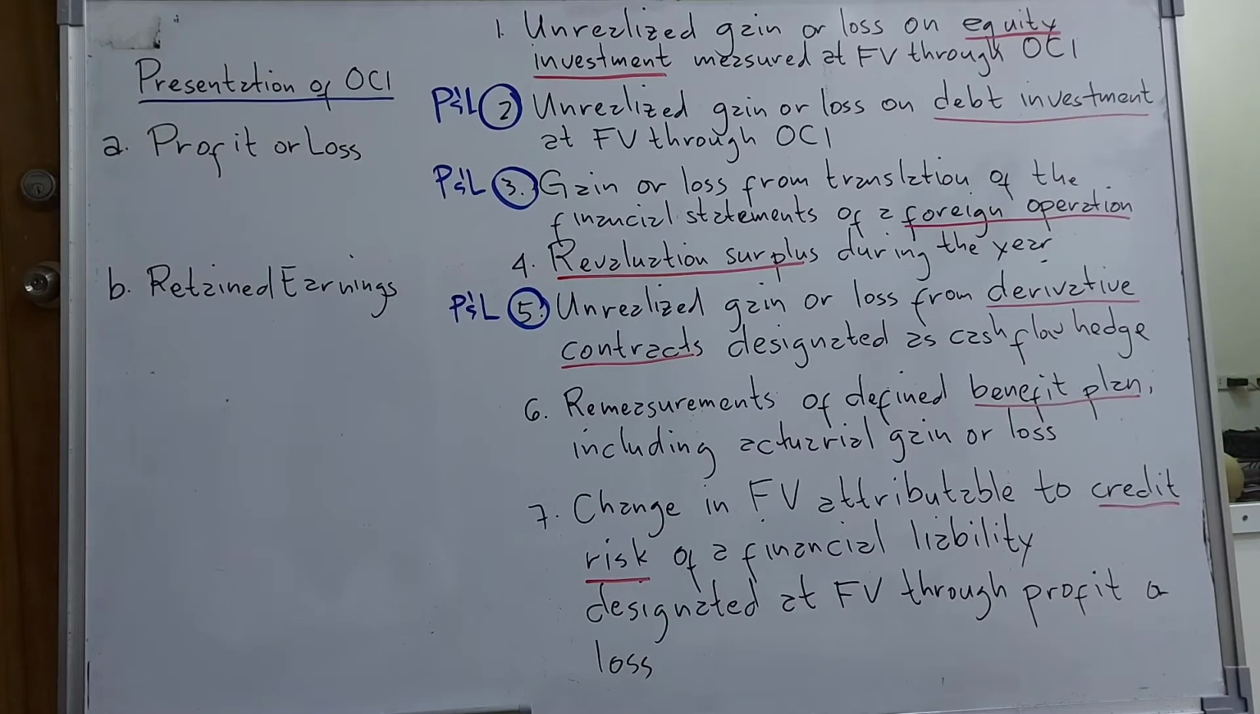Okay? So, dun sa reclassification to retained earnings, yung una dyan, yung unrealized gain, sabi dyan, the application guidance of PFRS 9, paragraph B5.7.1, provides that such unrealized gain or loss is reclassified to retained earnings upon disposal of the investment.